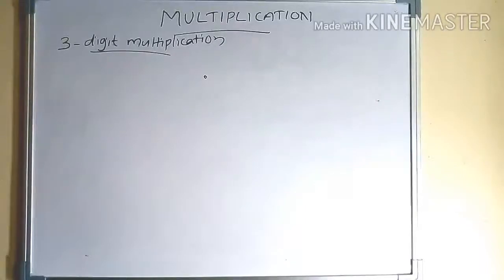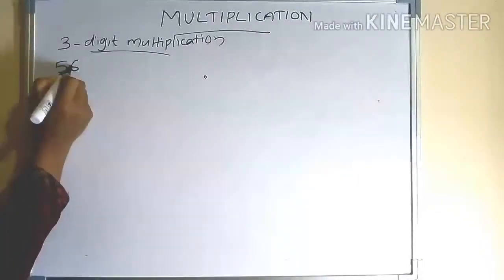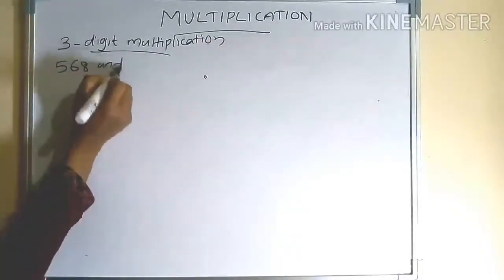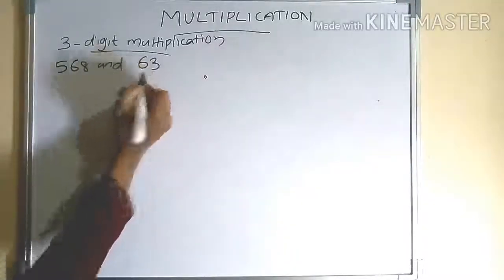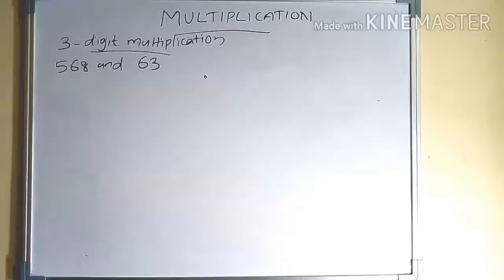Let's start our next topic in the multiplication chapter. The topic is three-digit multiplication. First question: find the product of 568 and 63. Consider the column type multiplication.